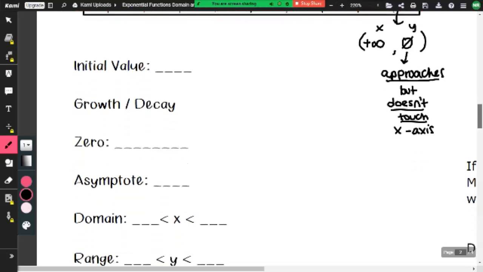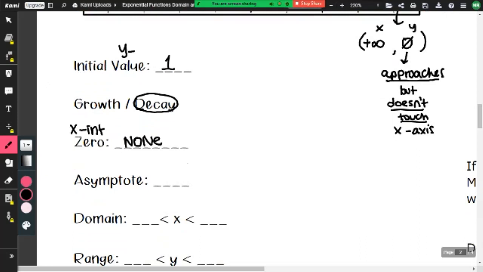And now we're ready to answer all the rest of the questions. What is my initial y value? 1. Is the line going up or down? Down, so we see decay. 0 is another word for x-intercept. Do we have an intercept? No, never do. Not in algebra 1.